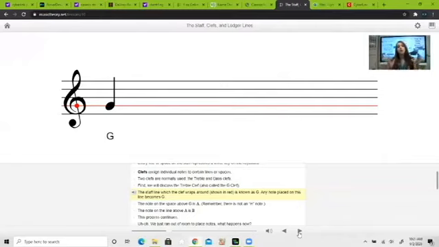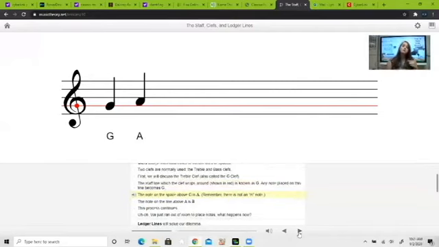With music, we only use the first 7 letters of the alphabet, A, B, C, D, E, F, G. That's it. Once we get to G, our musical alphabet starts back over. So if that's a G and I want to go up 1 note, what am I going to get? Yeah, I'm going to get an A.